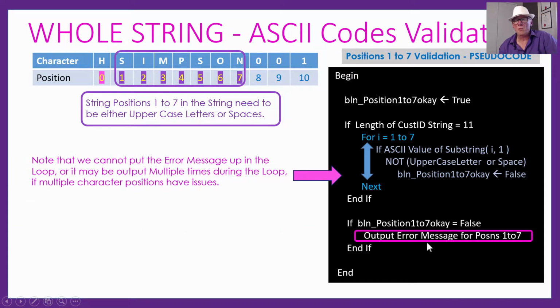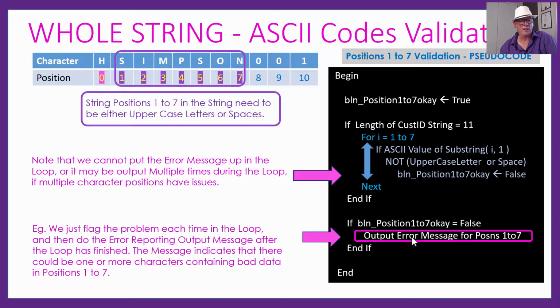So this is an important thing. You might have thought, let's tell them straight away as soon as we find something wrong, and put out the error message. But the trouble is that you'll get all these repeating error messages. If 2 or 3 of these are wrong, it's going to tell them 2 or 3 times, and it's going to be annoying. So we'll zoom through with the loop, check the whole thing, and then at the end tell them something's wrong with that section of the customer ID: characters 1 to 7, something is wrong. Anyway, that's the pseudocode. That's how it's going to work. We've got that all cleared up. Now all we need to do is code it.